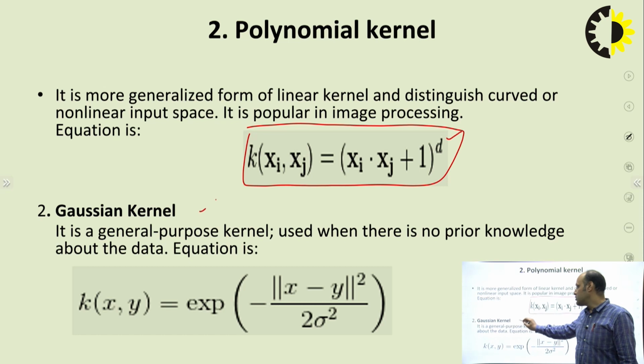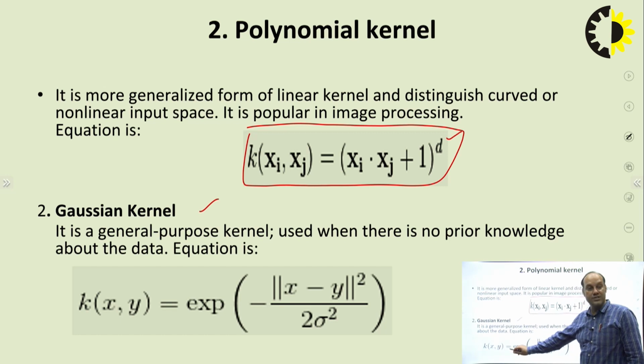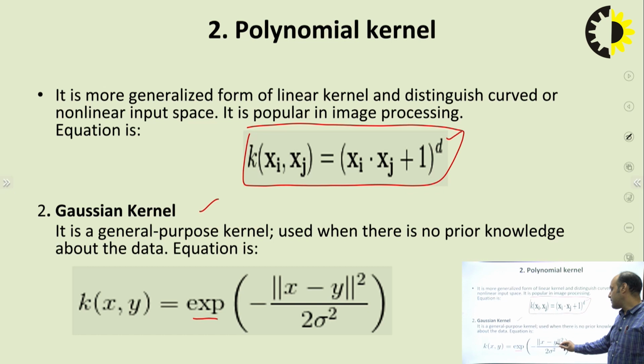Now second, the Gaussian kernel. The Gaussian kernel is k(x, y). This function is defined as exponential of minus the modulus of x minus y squared upon 2 sigma squared. Okay. So basically this Gaussian kernel is used when prior information is not given, when there is no prior knowledge about the data, then we will use this kernel function.